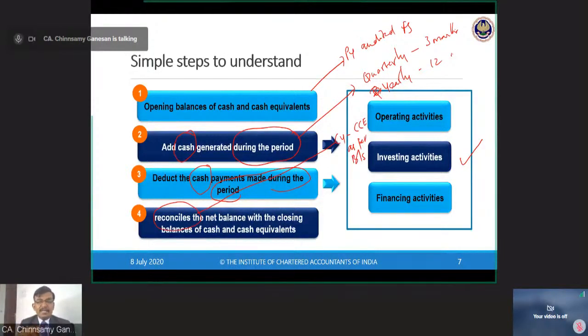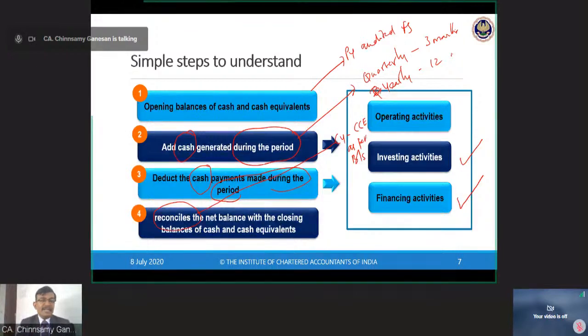What is the financing activity? To purchase that particular machinery, I have taken a term loan. The term loan comes from a bank. Is it relating to my operating activities? No. Somebody is funding me. I have to repay. So that cash term loan taken is part of your financing activity.